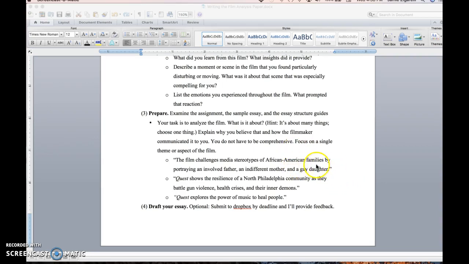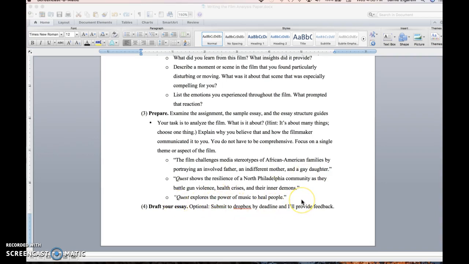Say I didn't want to focus on characters. Say I want to focus on the setting, right? Well, Quest shows the resilience of a North Philadelphia community as they battle gun violence, health crises, and their inner demons. In this sense, I could talk about multiple characters in each paragraph. I could talk about the people who are impacted by gun violence, by health crises, or by their demons. And I guess in a sense, this one still focuses on character, even though it talks about North Philadelphia. But I could also change it and talk about how the film presents North Philadelphia, which is something else we touched on in class.